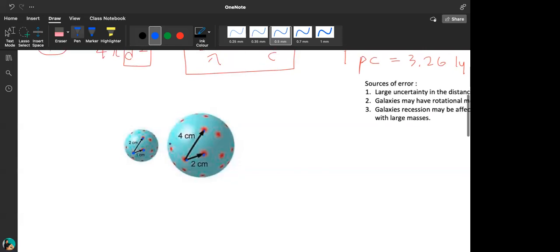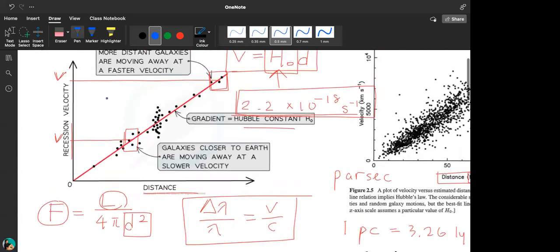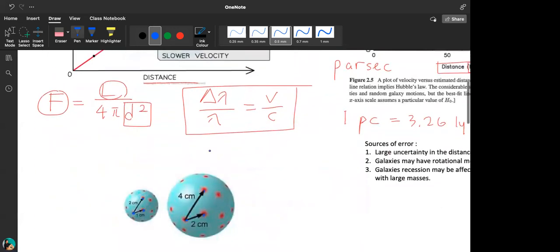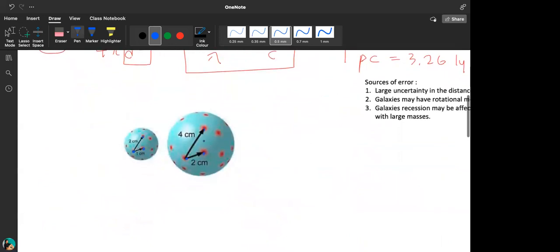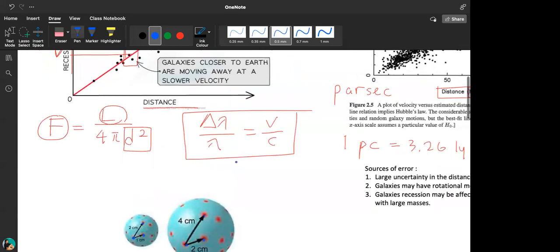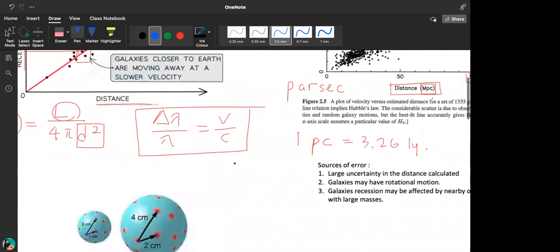Okay, so this is what Hubble's law is suggesting here. The further you are away, the faster you are moving away. It's like the dots on the balloon. Two that are further apart will appear to move out faster compared to the closer ones. Okay, so that's a short one on this.